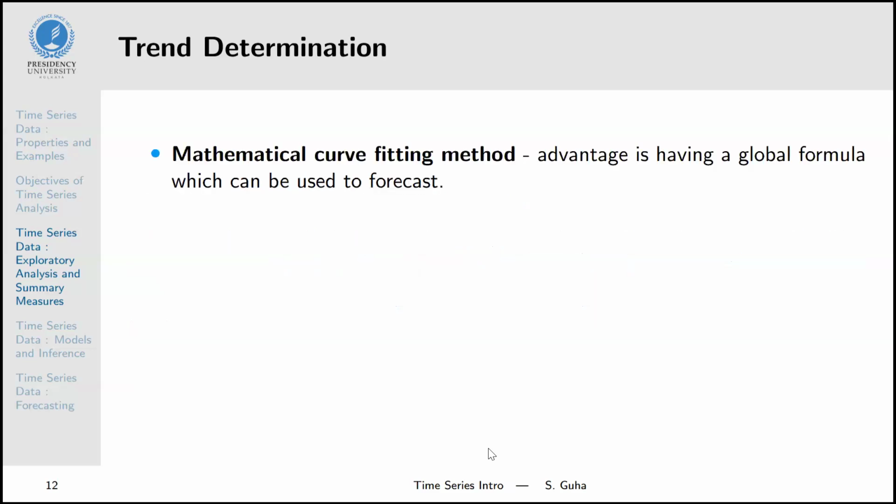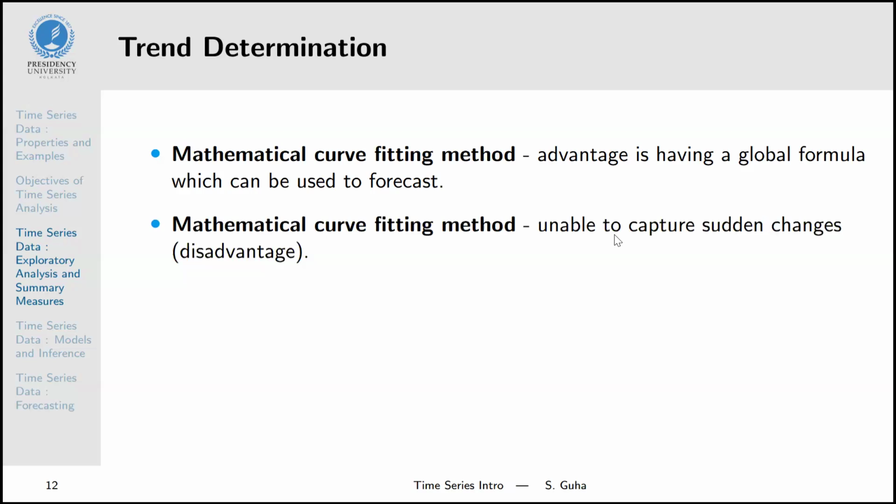Now let us see what the distinctions are between these two approaches for trend determination. In the first case, we have a global formula that can be used to forecast. So what do I mean by that? I'll explain that later on the whiteboard.